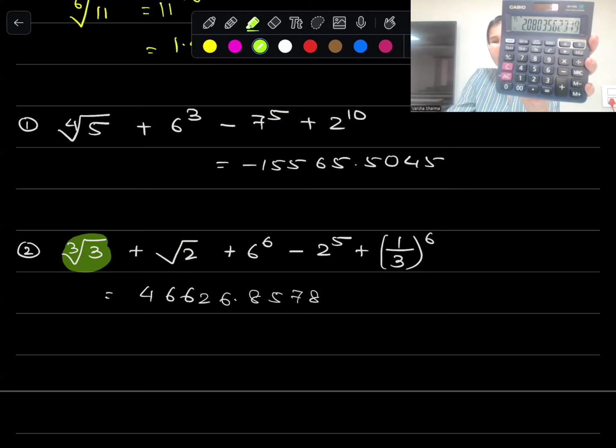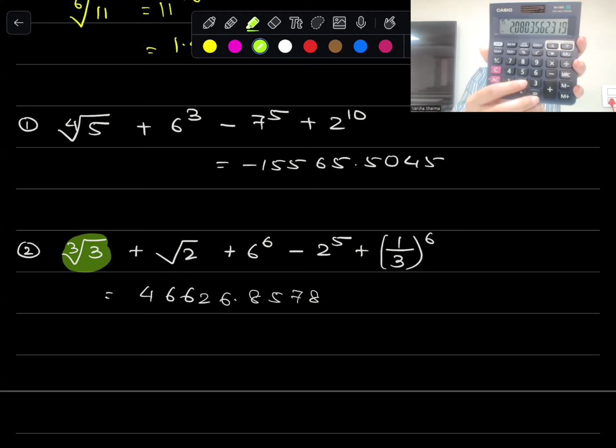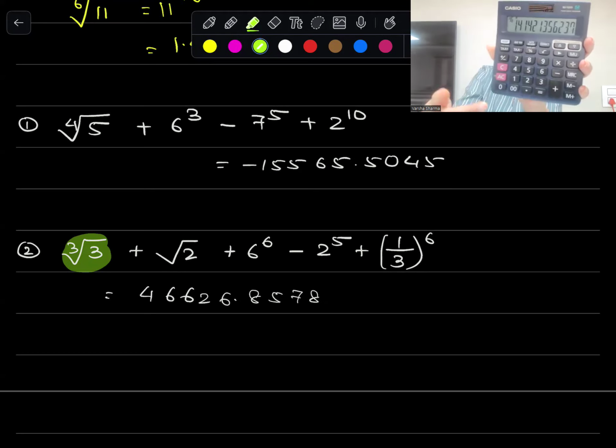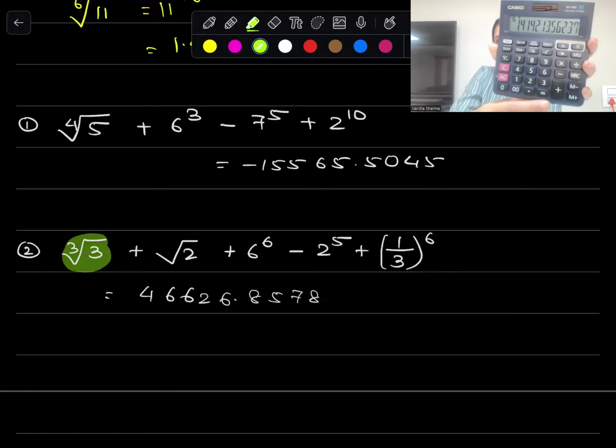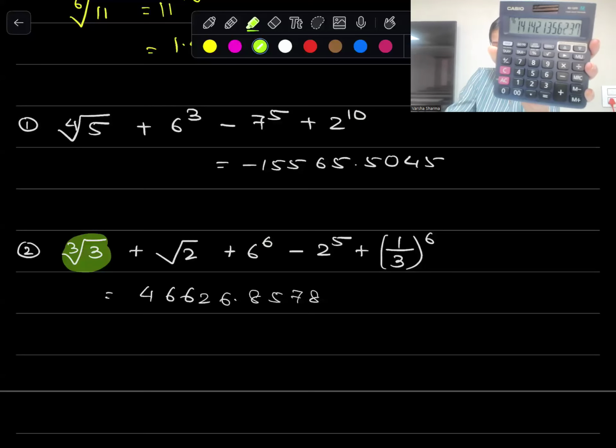Now to find square root 2, I don't need a trick. Press 2 and press the square root sign. It's present there. Again there is a positive sign, so I'll press M plus.